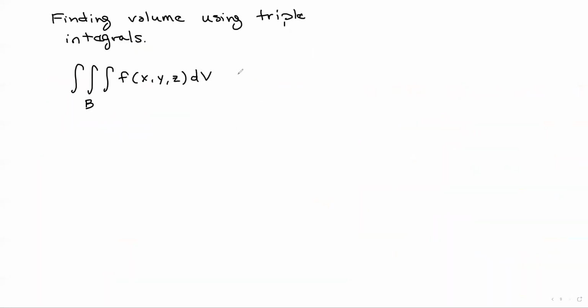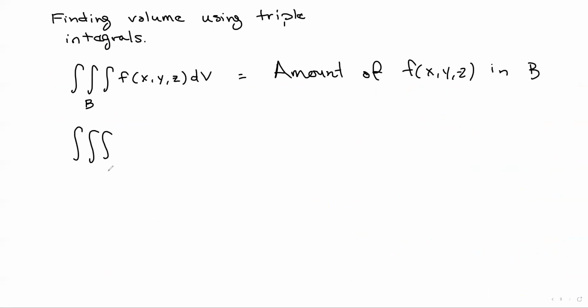All right, so this is the amount of f of x, y, z in B. If we go through and do 1 dV, this is the volume inside B.